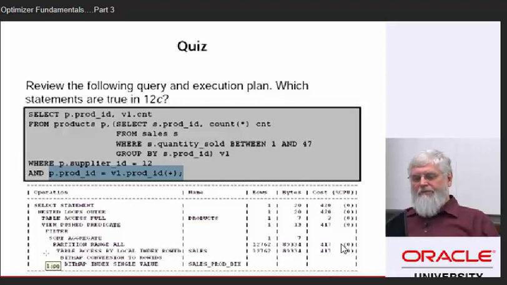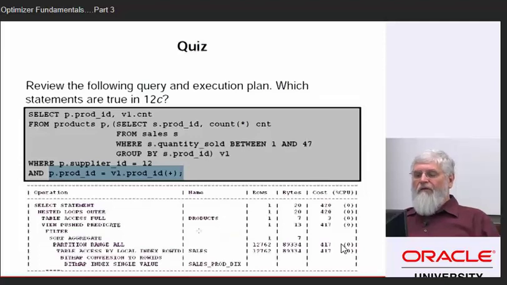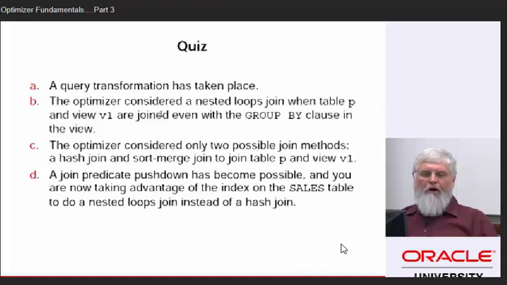And we have the products table. The sales table is part of the inline view. The products table is what we're joining the inline view with. Now we have some questions based on what we've talked about so far in this statement. So the first question is, A, has a query transform taken place? And we want to know which one of these are true or false. A query transform has taken place.